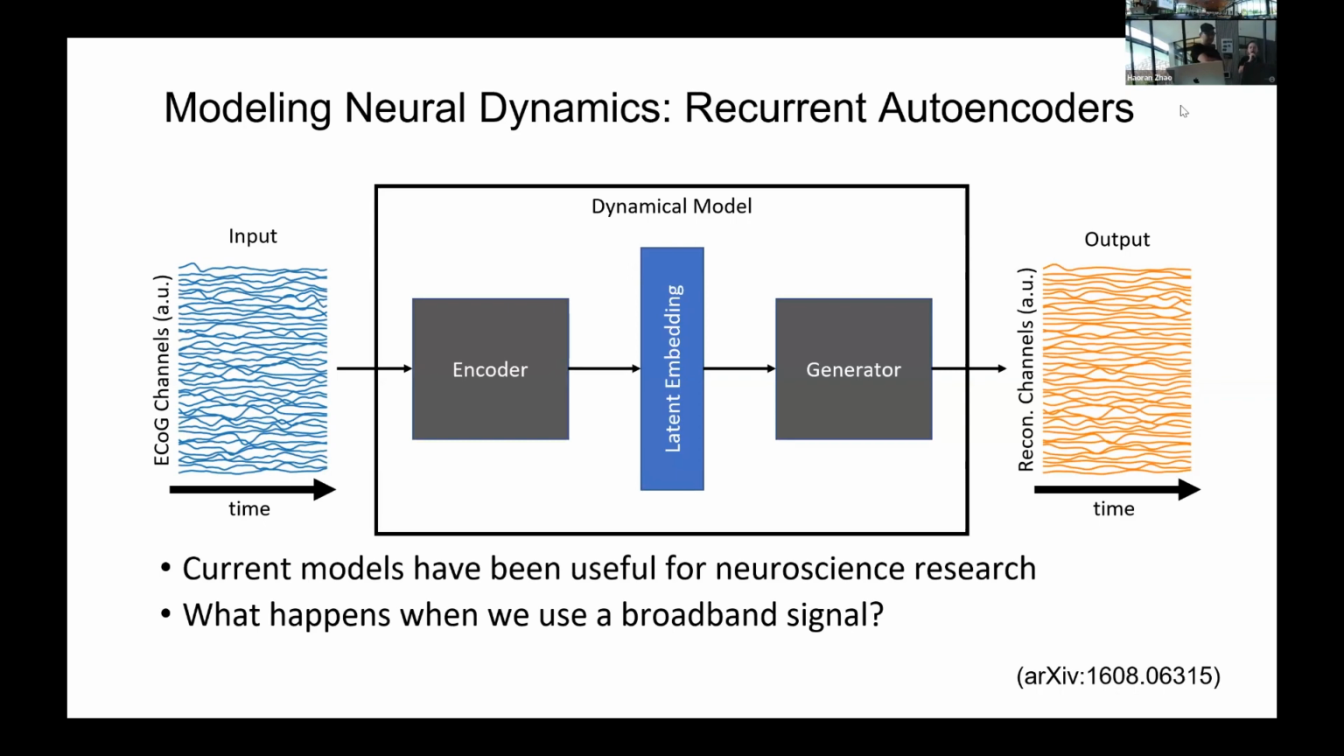So for modeling neural dynamics, we have recurrent autoencoders. These recurrent models have been useful for neuroscience research. However, they have mainly been used for spike data, where you have an input of ones and zeros going in and then an output. You compare that predicted, or reconstructed, output to the given input. But we also have ECoG signals, which are broadband. What happens when we use a broadband signal instead?